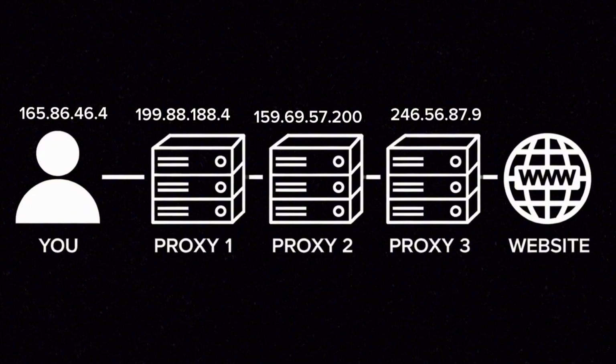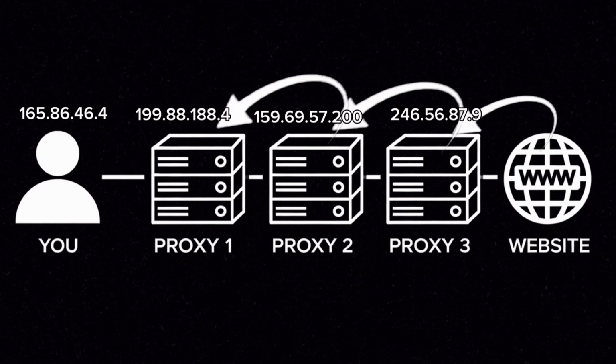If someone tries to trace it back, they don't hit you first. They hit the last proxy, then the one before that, then the one before that. And every extra hop makes you harder to follow. This is where anonymity stops being basic and starts feeling ghost-like.